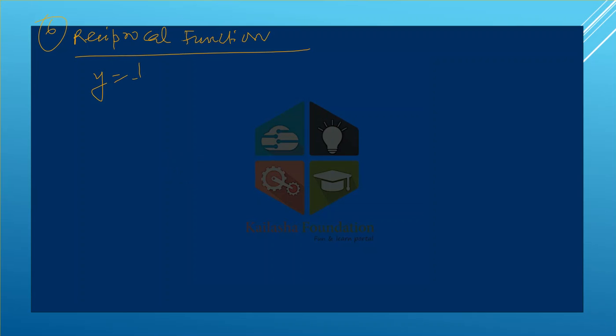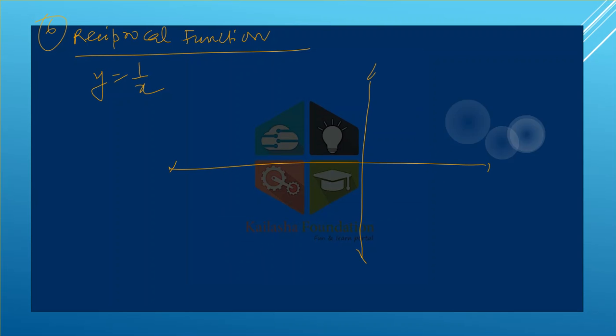That is y is equal to 1 by x. The graph will be formed like this. It will tend to touch these axes, but will never actually be able to touch them. At x equal to 0 this function is not defined, and at x equal to 0 this graph will not touch anything. There will be no point representing x equal to 0 on this graph.